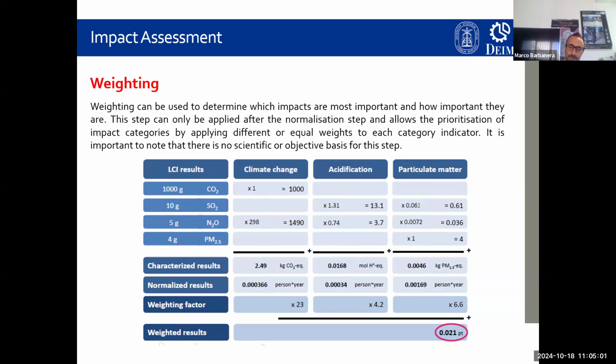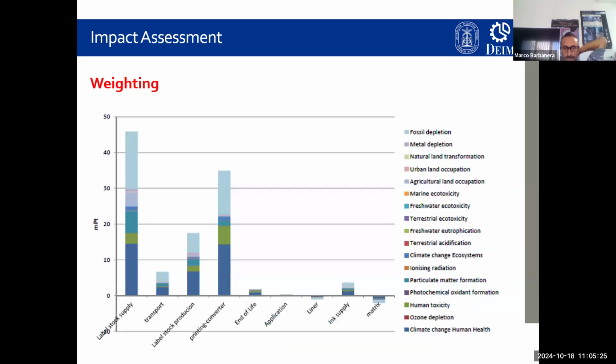But the main problem in this case is that by applying the normalization and the weighting steps, we increase the uncertainties associated to our final results. This is the main drawback.